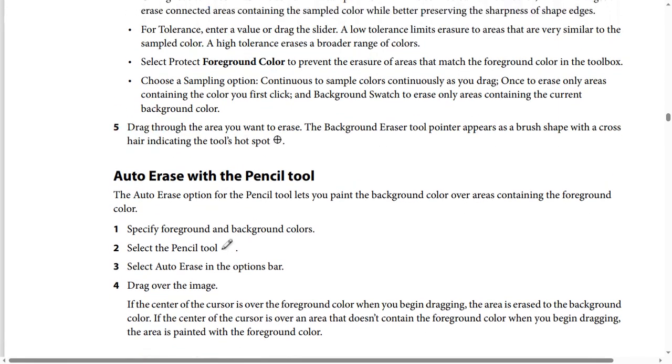If the center of the cursor is over the foreground color when you begin dragging, the area is erased to the background color. And if the center of the cursor is over an area that doesn't contain the foreground color when you begin dragging, the area is painted with the foreground color.